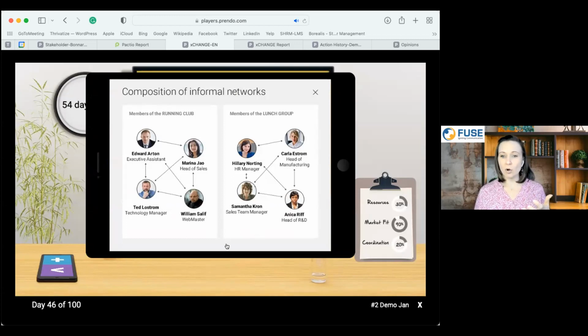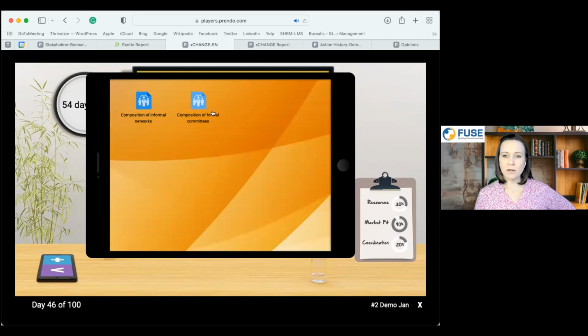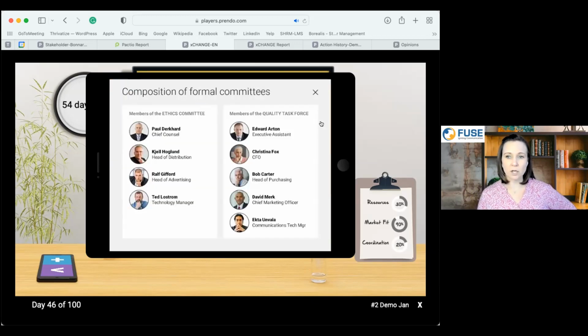And so now I know, okay, just because somebody has an important title doesn't mean they're necessarily as influential as someone who maybe has a lower title but has a lot of interaction with people, right? If somebody's running with somebody 3 days a week, they probably have a strong influence over those other people that they're talking with. And then we also have formal committees, of course, that are available for everybody to know who works together on certain projects.